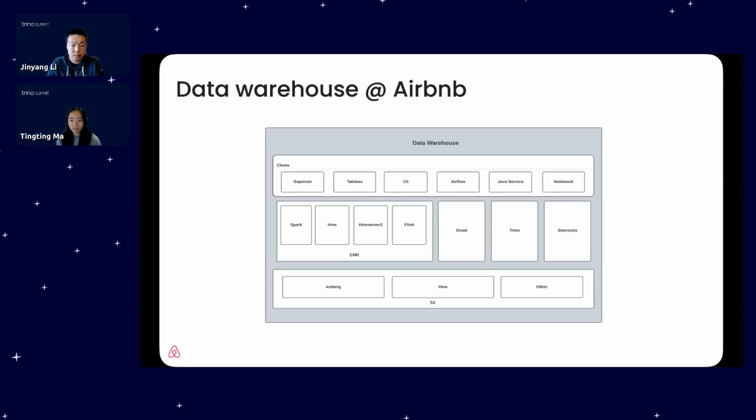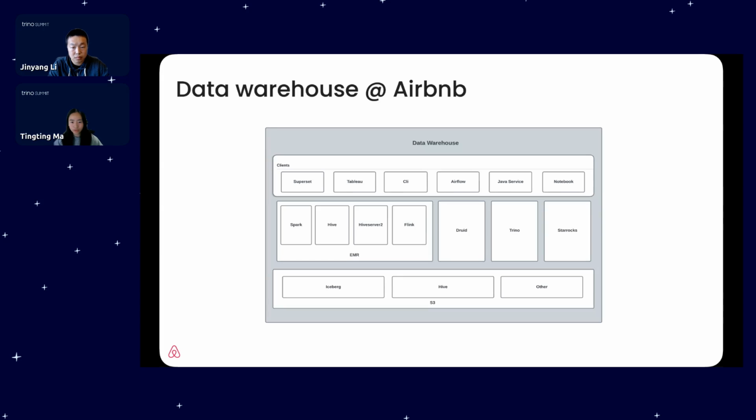In the middle, we have Spark, Hive, Hive Server 2, and Flink running on EMR. And we have Druid, Trino, and Starrocks as query engines. In the bottom, we store our data on S3 as Iceberg and Hive tables, also a small percentage of others. Trino is mainly used for interactive analytics and empowers Superset dashboards as it's fast and easy to use. We have approximately 1,200 distinct human users using Trino every day, and it also serves queries from data pipelines.